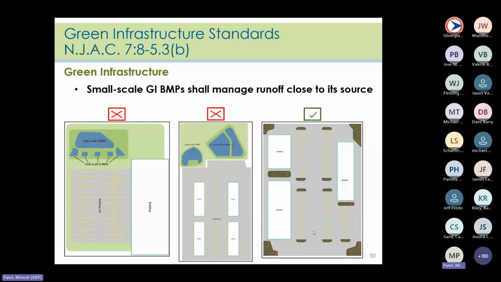So as you can see from the first diagram, there are a bunch of GI BMPs that are clustered together. The second diagram shows 2 large-scale BMPs in proximity of each other. These BMPs would need to be spread out from each other to cover the entirety of the runoff of the site to meet the GI definition.